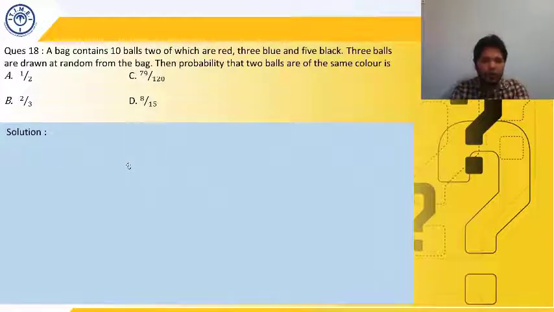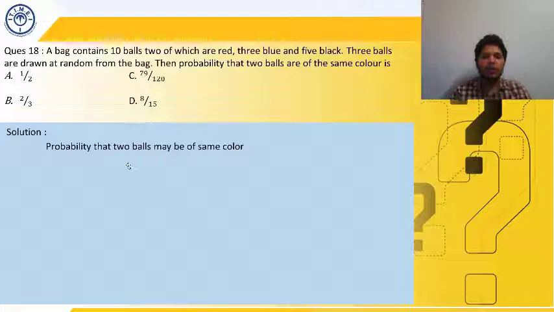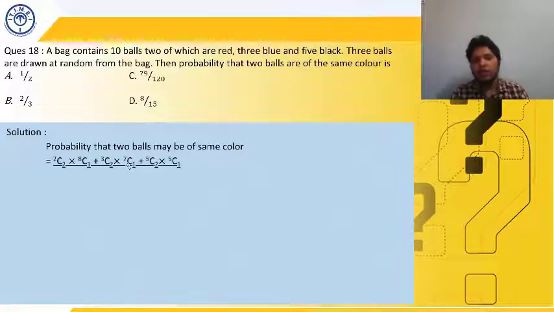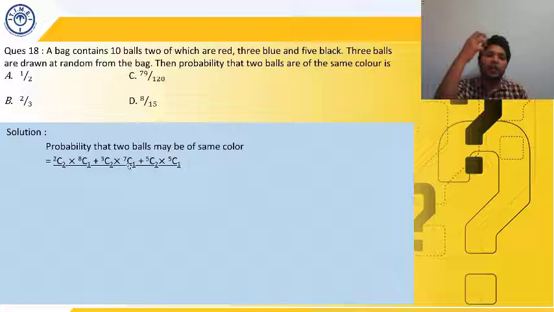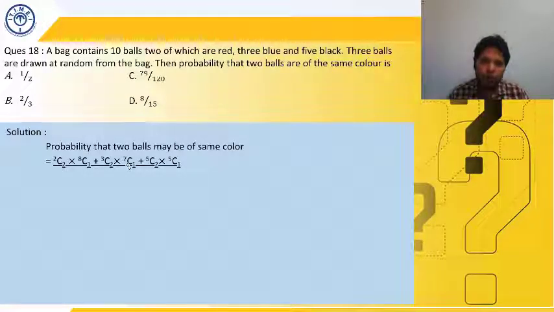So how we are going to do this? Let's just start. So the probability that 2 balls are of the same color is equal to what? Favorable outcomes upon total number of outcomes. What is favorable outcomes? 3 cases are there in favorable outcomes. First case, when we have taken 2 balls from 2 red balls. So out of 2 we have taken both of them. So out of 2 we need to select both.